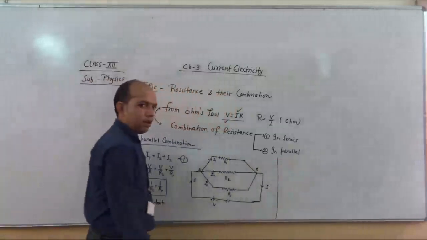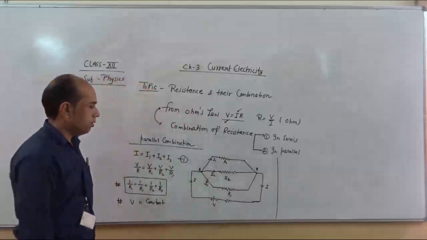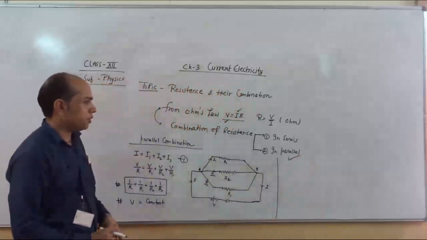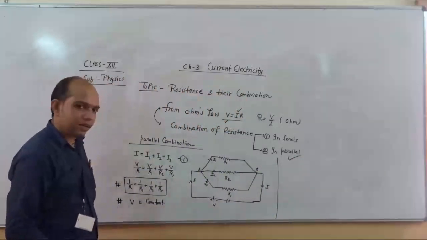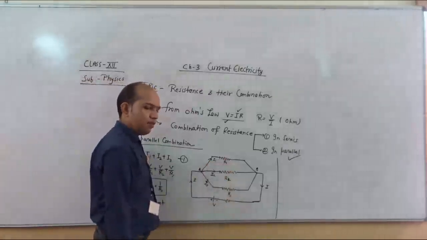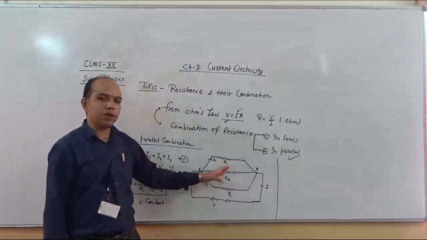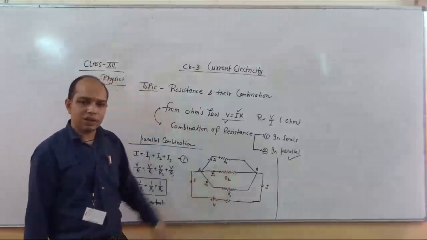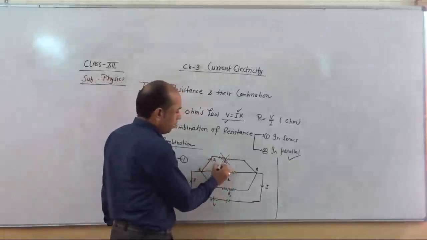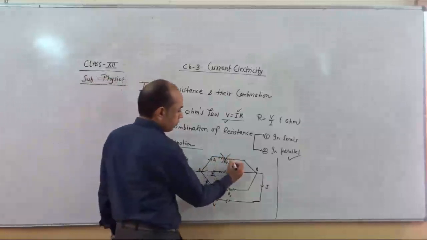Now, which type of combination is better? If we compare series and parallel, which combination is better for household? We observe that parallel combination is the better option for household. The reason is that in our household too many electric appliances are connected in different rooms. For example, R1 is replaced by TV, R2 is replaced by fan, R3 is replaced by refrigerator.